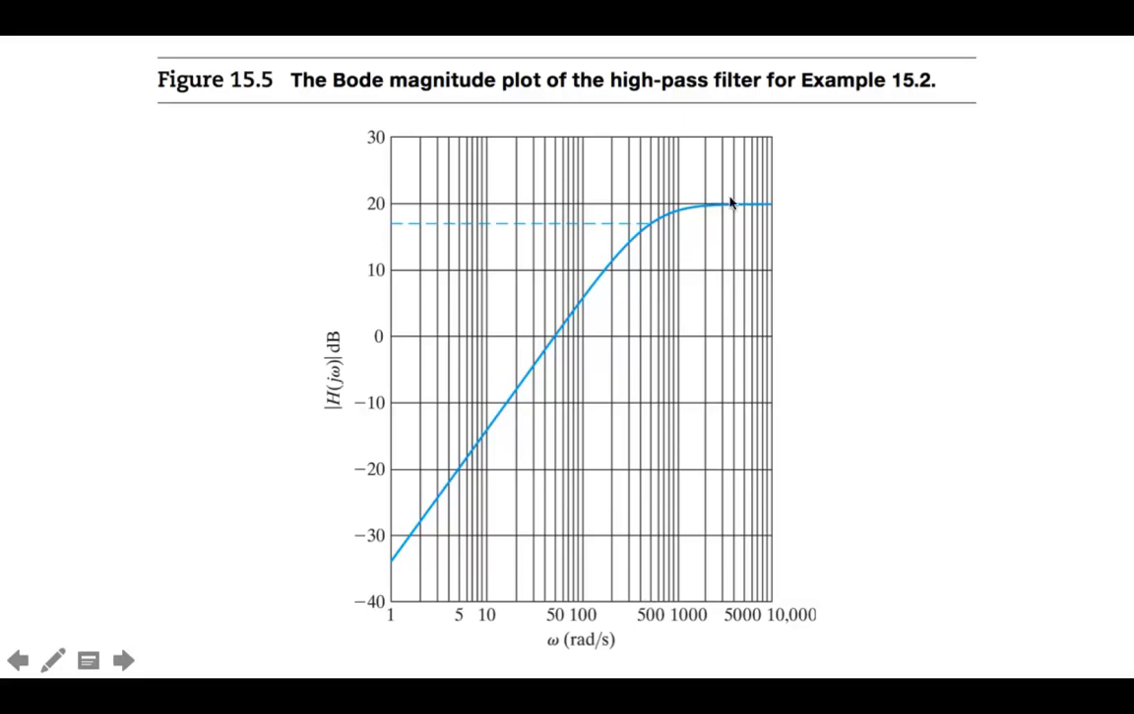Also look up here in the passband region and we see that we have a gain of 20 dB. So the first thing you need to know is a gain of 20 dB does not mean a resistor ratio of 20. It means 20 times the log of the resistor ratio. So in this case, that would mean a resistor ratio of 10.